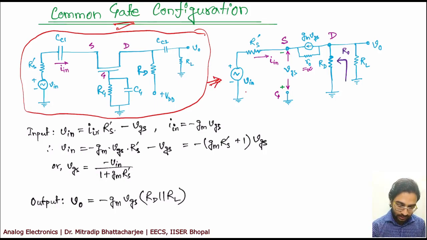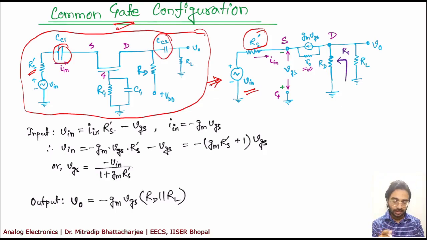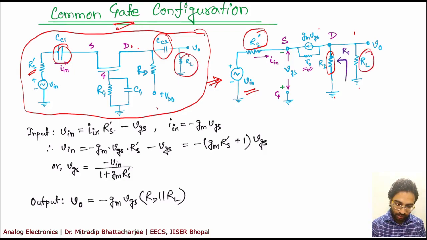you will find that you have Vin where RS is connected in series, which is the series source resistance. So we considered it as RS dash. And these are the decoupling capacitances, I already said. So these will be treated as short circuit for AC, and it is an AC analysis, so these are short circuited. Then you have RD connected between drain and ground. You have RL connected between drain and ground.